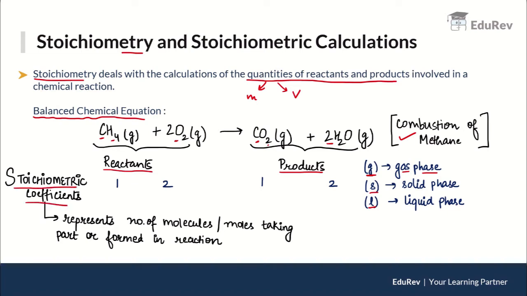Like in case of this reaction, methane has a stoichiometric coefficient of 1, oxygen has 2, carbon dioxide has 1, and water has 2. So these stoichiometric coefficients represent the number of molecules or moles taking part or formed in the reaction. What does this mean? Like I can say that 1 mole of methane is used to produce 2 moles of water. Okay. So the stoichiometric coefficients give you this information.